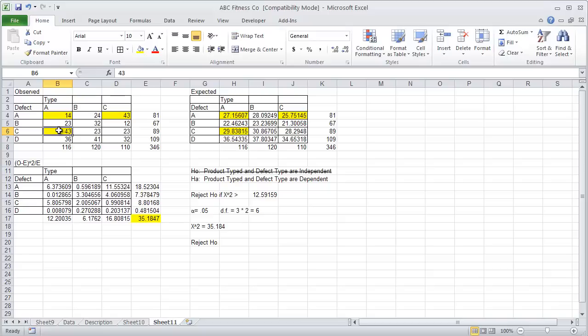So these aren't conclusive by themselves, but it starts to tell you a story about where you might start looking for your defects and digging down into your data a little bit further.